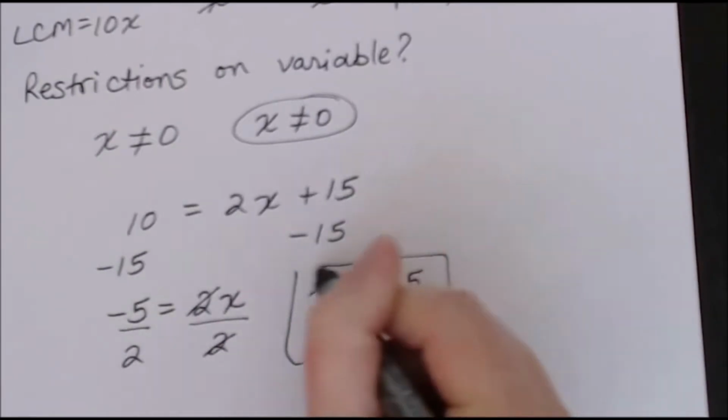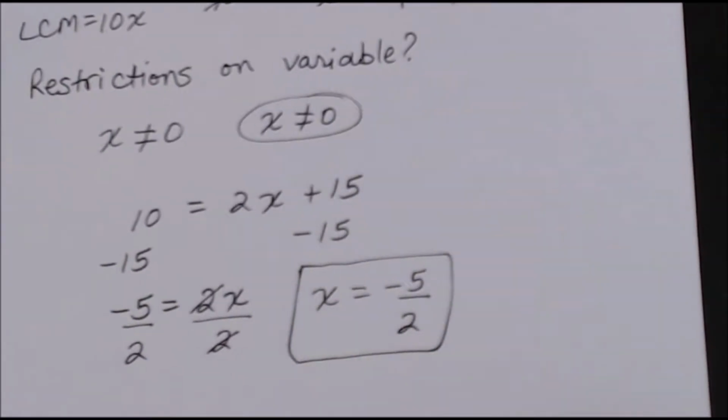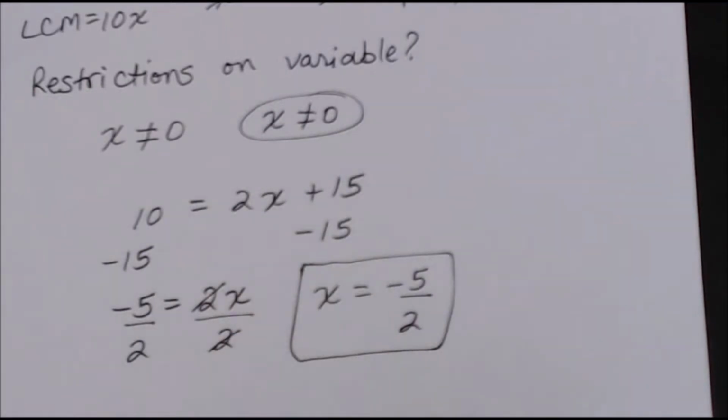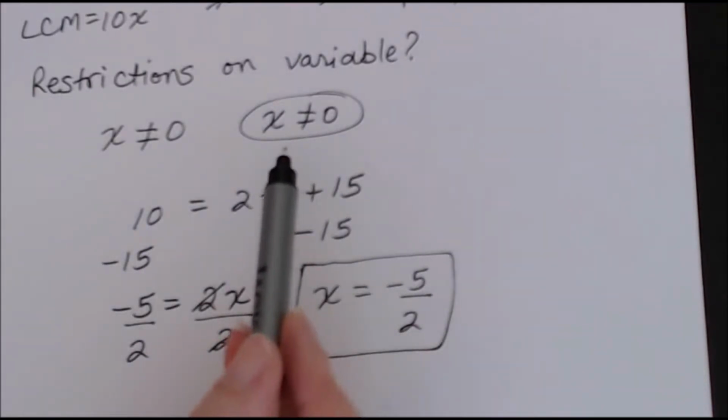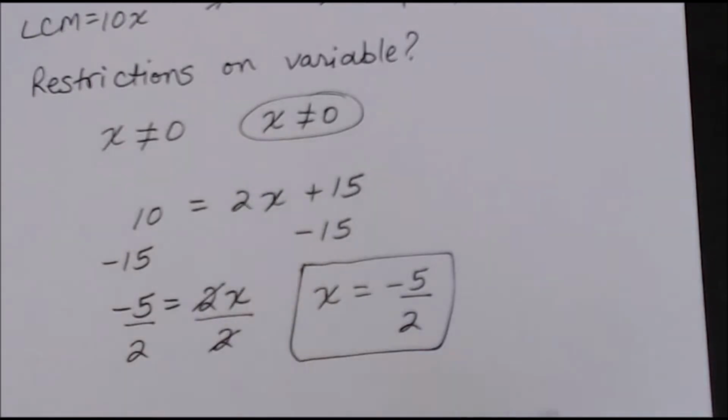And notice that that was not our restriction. Our only restriction was that x could not be 0. If you happen to get a solution that turned out to be one of your restrictions from the beginning of the problem, you throw it out. We'll see an example like that in a few minutes.